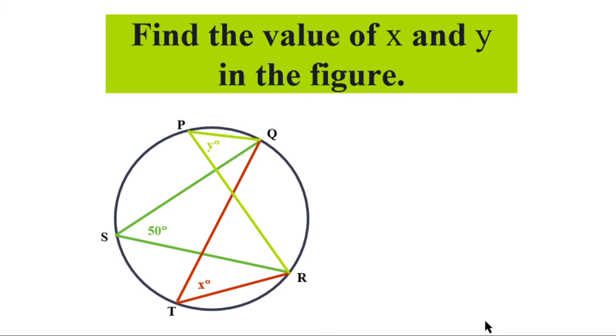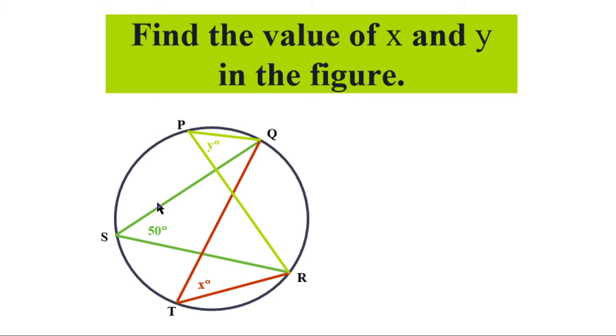Another one, find the value of x and y in the figure. Okay, so we need to get the value of x here, angle QTR or angle x, and angle QPR or angle y. But if you can see in the figure, the arc of these three given angles, also with QSR, is actually the same intercepted arc for angle QPR and angle QTR, or for angle y and angle x.